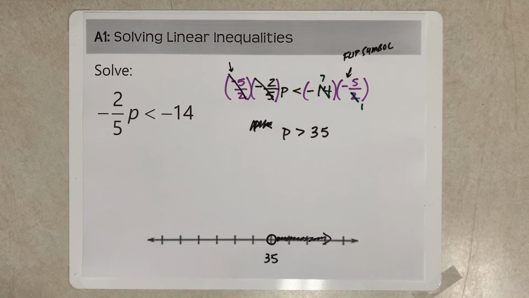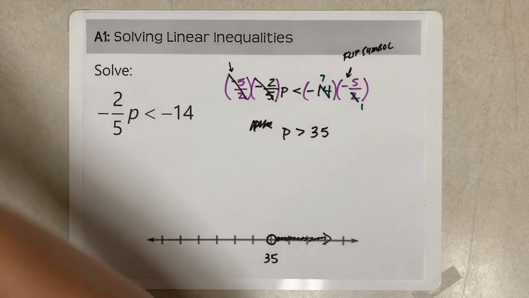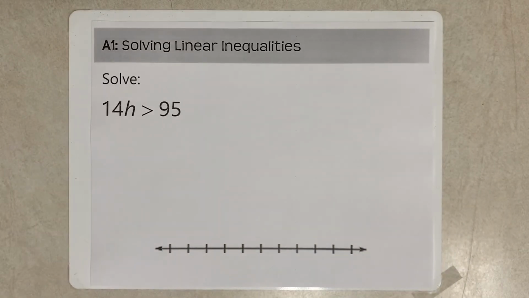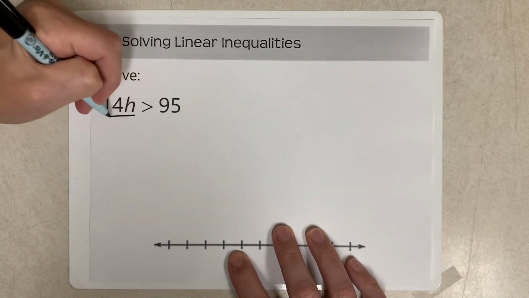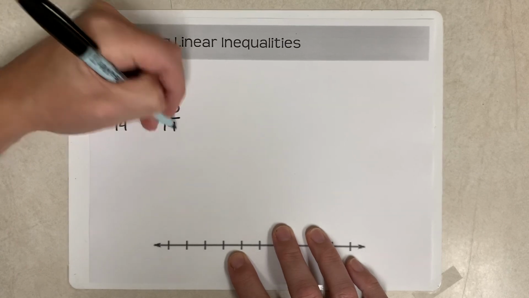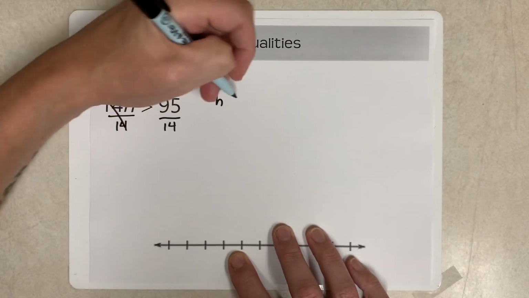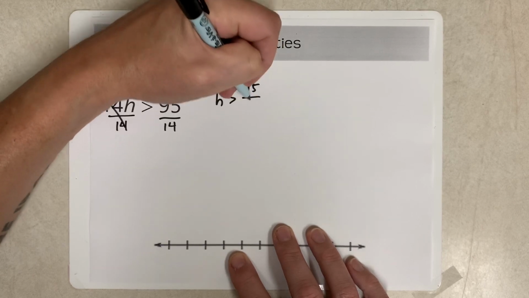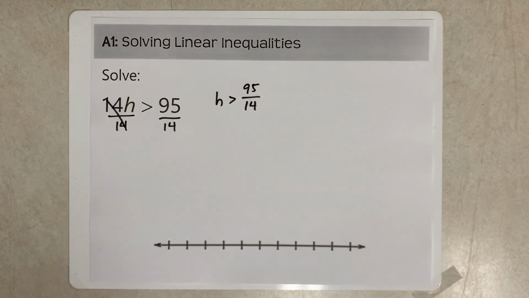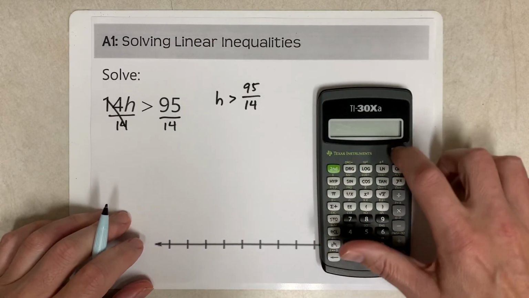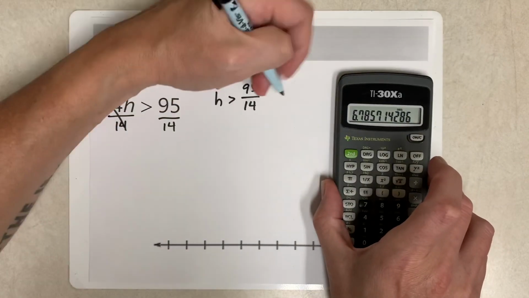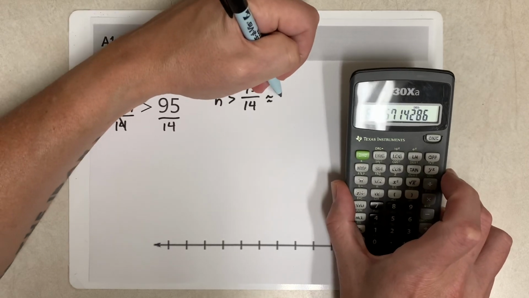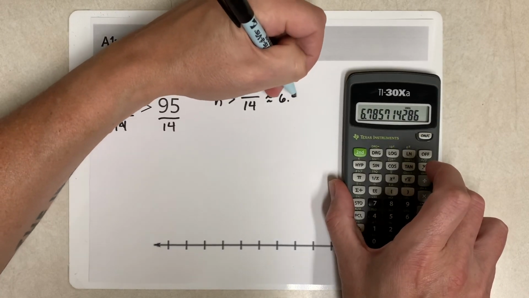The next one we have here is, we'll keep it simple, 14h greater than 95. And so what we might want to do is just divide both sides by 14. It's positive, so we don't have to flip the symbol. And we get h is greater than 95 over 14. Well, 95 and 14, you can't really simplify that. So let's see what we need to do. I'm going to get 95 divided by 14, and that's about 6.78, about 6.8. Okay, so now what do I do?